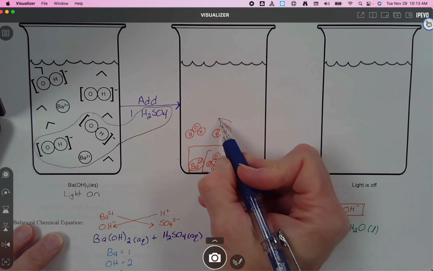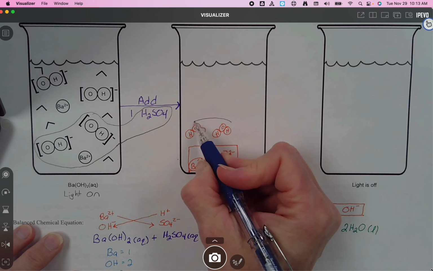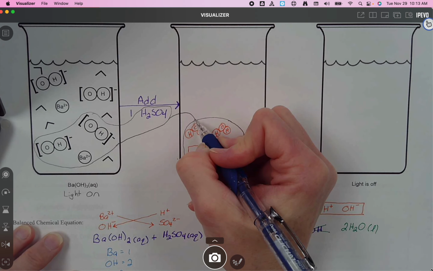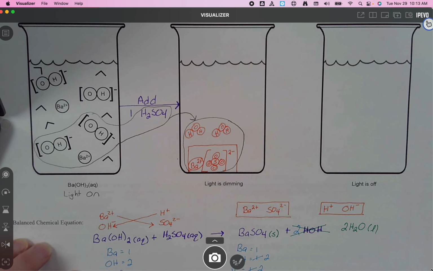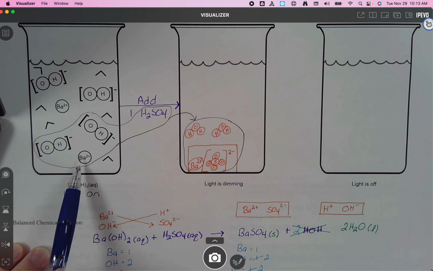So here's my products of my first batch. If I take the parts and pieces it took to make a barium sulfate, I combine them with the sulfuric acid. Those are the things that I'm going to get.